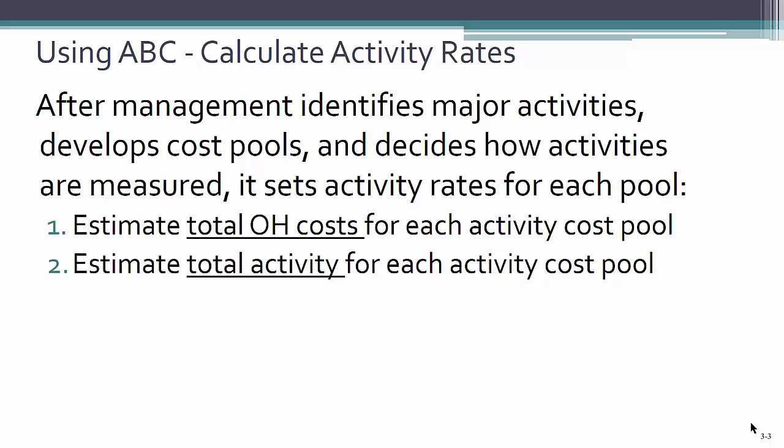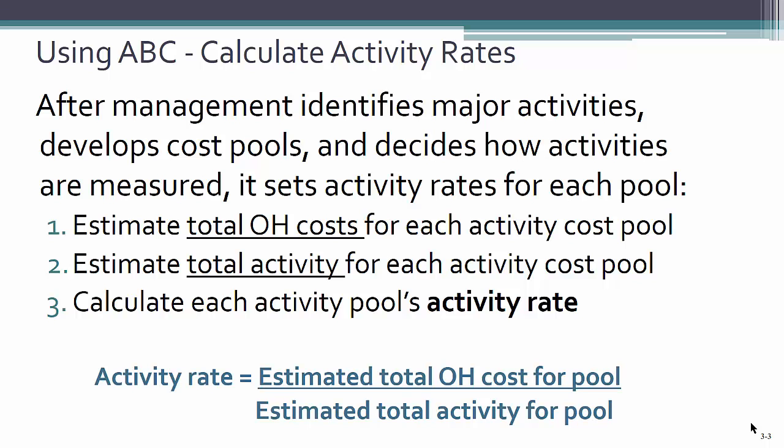Second, the quantity of activity to be used within each pool during the period is estimated. Third, the activity rate for each activity pool is calculated. An activity rate is calculated just like a predetermined overhead rate. We divide estimated total overhead costs for the pool by estimated total activity for the pool.